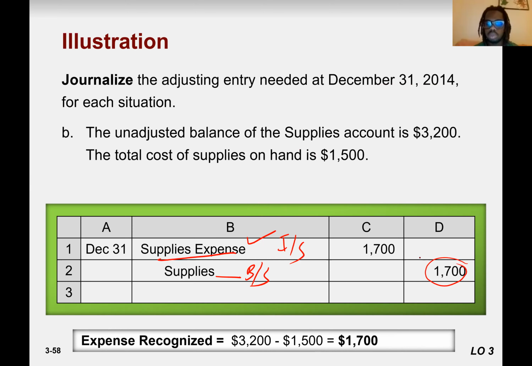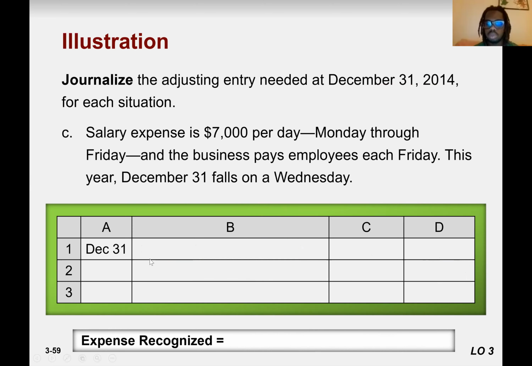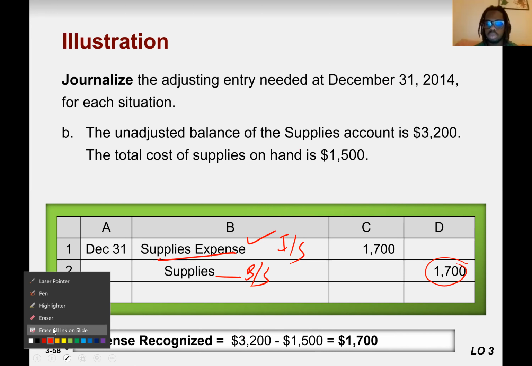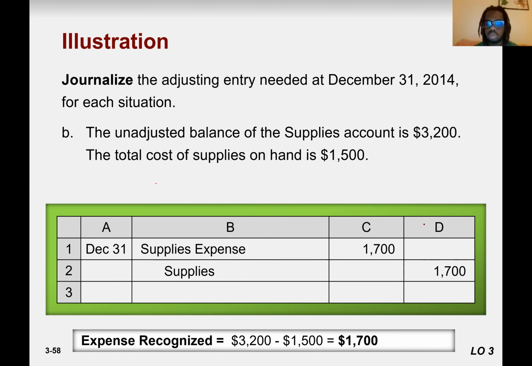So if you transfer it into T accounts, there will be two T accounts. One is the expense T account and the other one is supplies. So we have supplies here, and on this side we have 3,200. The balance is, 1,700 decreased because this is credited, right?